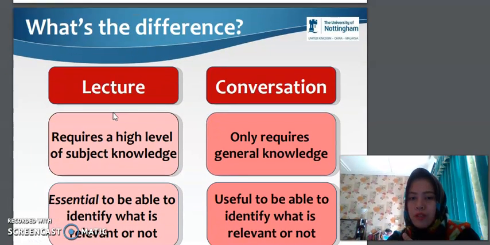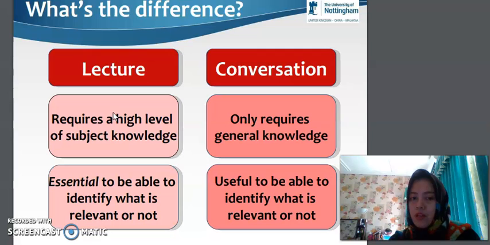What's the difference between lectures and conversation? Well, in lectures, you are required to have quite a high level of subject knowledge. So this is quite important, right? Because when you don't know the topic or the issue, you might not know what the lecturers are talking about at the time. There is also some vocabulary you need to explore a lot, right? And it is essential to be able to identify what is relevant or not.